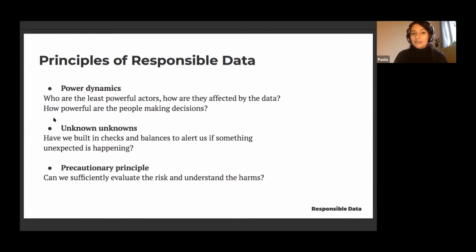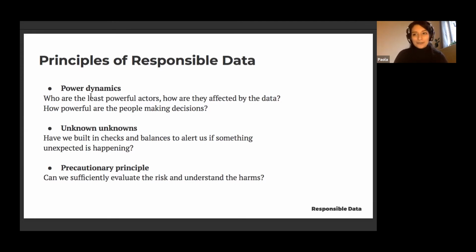The third principle is related to power dynamics. Again, something that we also have to consider when not talking about data. When we're talking about responsible data, we have to always keep in mind who are the least powerful actors, how are they affected by the data, and how powerful are people making decisions. I think we've all, especially in recent years, been confronted with news of data breaches, which showed that certain powerful actors in the tech world have quite a lot of power and can hold on to lots of data and use it not to the benefit of the people who actually are represented in the data. So power dynamics is a really important principle for responsible data.